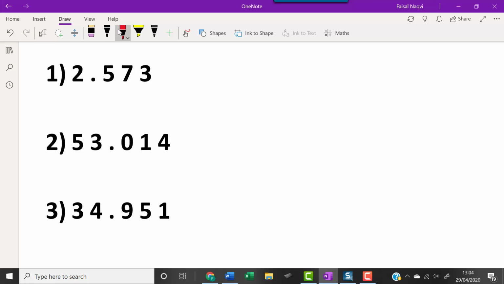I've got to round to 1 decimal place. In question 1, 5 is my first decimal place. The 7 is my deciding number. The 7 is greater than 5, so that tells me to round the 5 up to a 6. So that becomes 2.6. And I have to put what I've rounded it to: 1 decimal place.